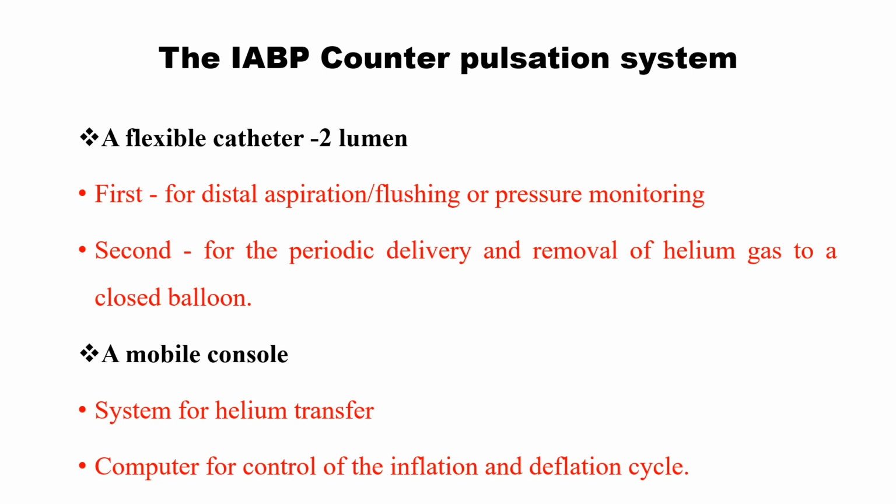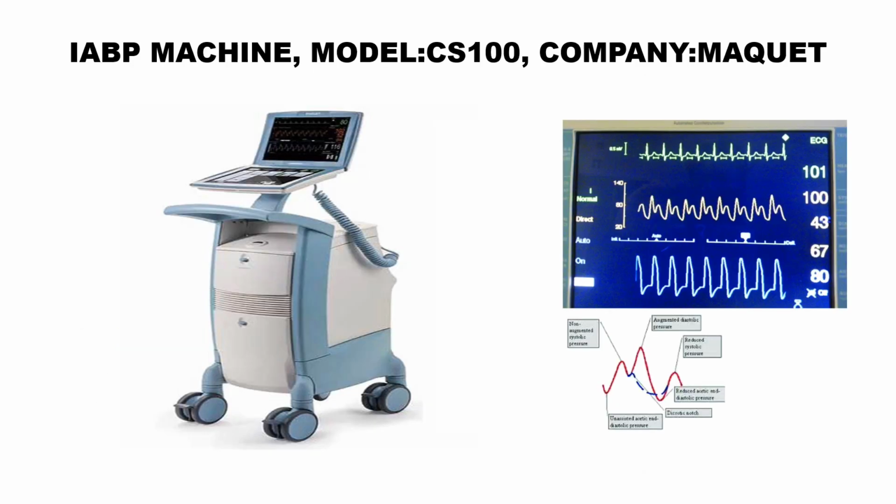Next, we'll see the IABP counterpulsation system. Here two principal parts are used: one is the flexible two-lumen catheter and the other is the mobile console. What is the flexible two-lumen catheter? The first lumen is for distal aspiration, flushing or pressure monitoring, and the second lumen is for the delivery and removal of helium gas to the closed balloon. Whereas the mobile console is the system for helium transfer and the computer which is used for controlling the inflation and deflation cycle. So these are the two principal parts of the counterpulsation system. This is the IABP machine.